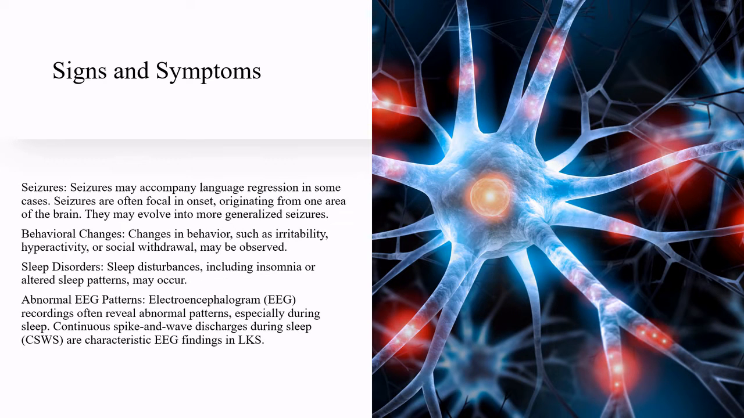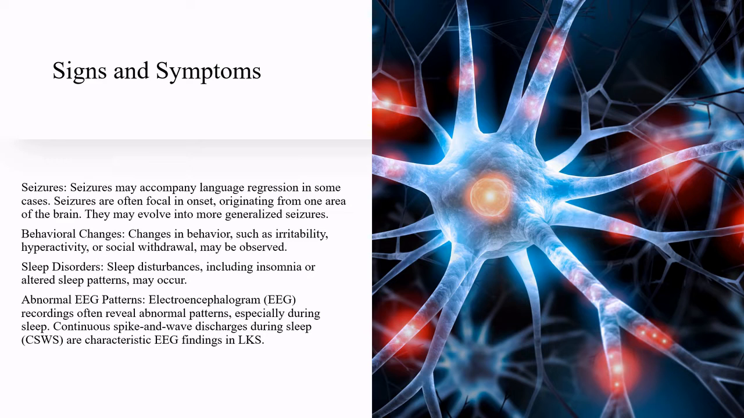Seizures may accompany language regression in some cases. Seizures are often focal in onset, originating from one area of the brain. They may evolve into more generalized seizures. Behavioral changes, such as irritability, hyperactivity, or social withdrawal, may be observed. Sleep disturbances, including insomnia or altered sleep patterns, may occur.